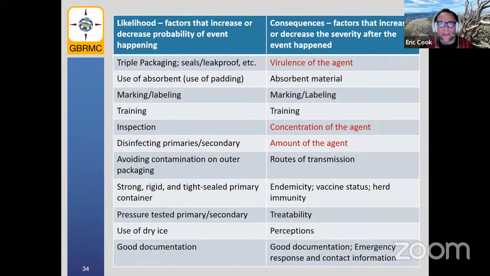So we could kind of divide up our factors. Here's a list of all the factors that impact the risk of a shipment. The ones on the left are factors that determine how likely a package is to leak or spill. And the ones on the right determine, to a large part, the consequences if a package did spill. And I've highlighted in red those factors: the virulence of the agent, the concentration of the agent, and to some degree the amount of the agent. But it's really these two factors, the concentration of the agent and the virulence of the agent, that to a large degree determine whether it's category A or category B.